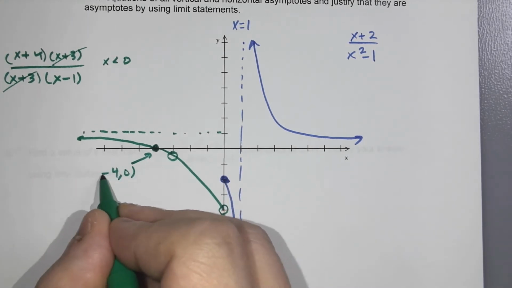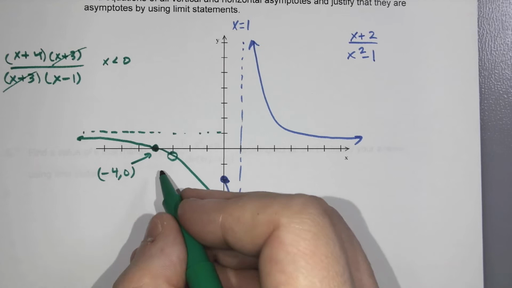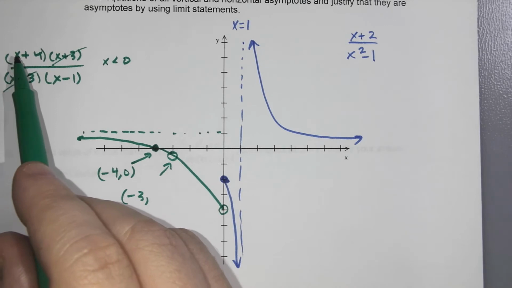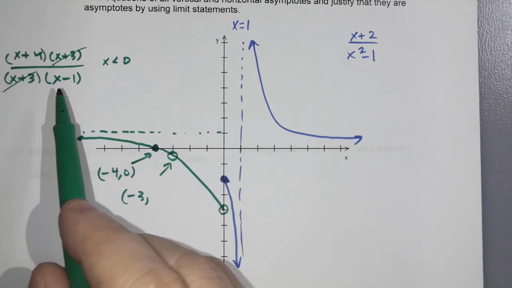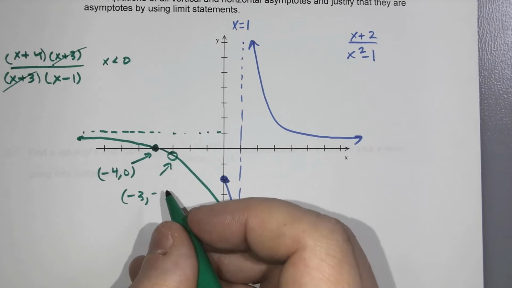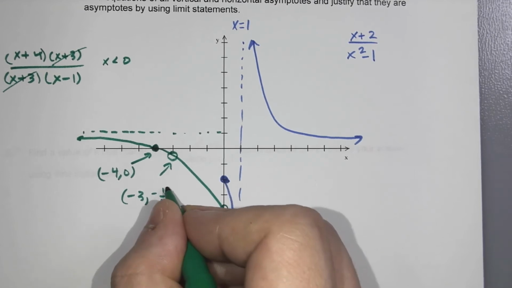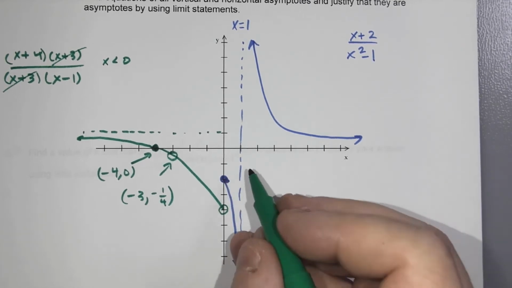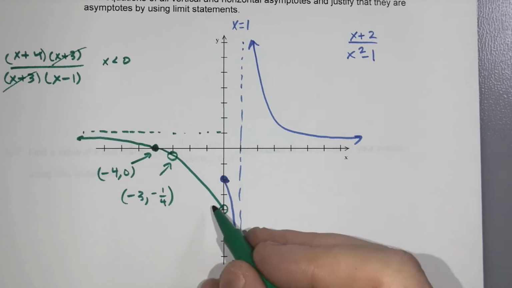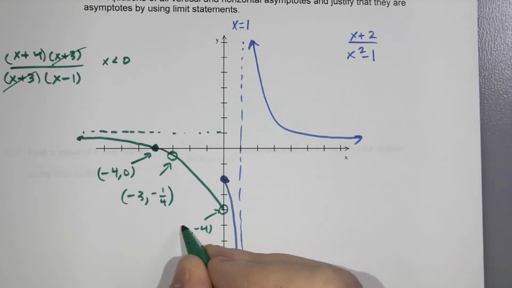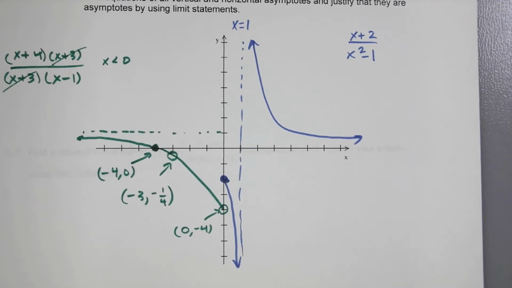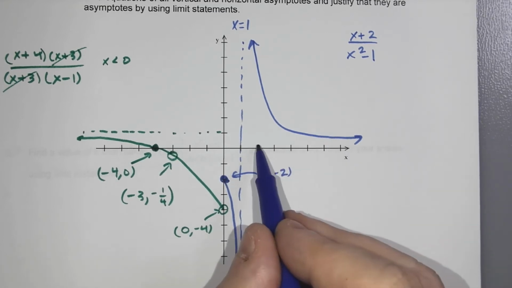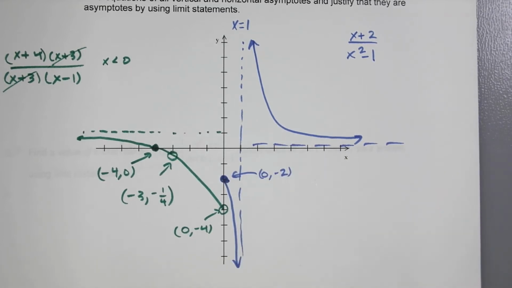So there's an x-intercept located there at negative 4 comma 0. There's a hole located at negative 3 comma, negative 3 plus 4 is 1, and negative 3 minus 1 is negative 4, so that'd be at negative 3 comma negative a quarter. We have a y-intercept located at 0, negative 2. I still got to label it because it's useful information to see. And then don't forget this one also had its horizontal asymptote there.